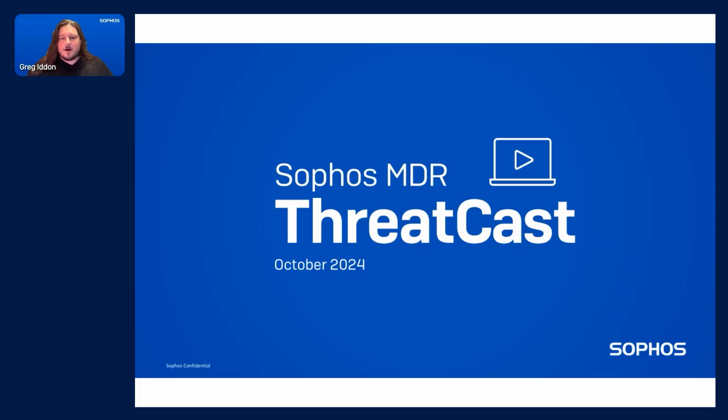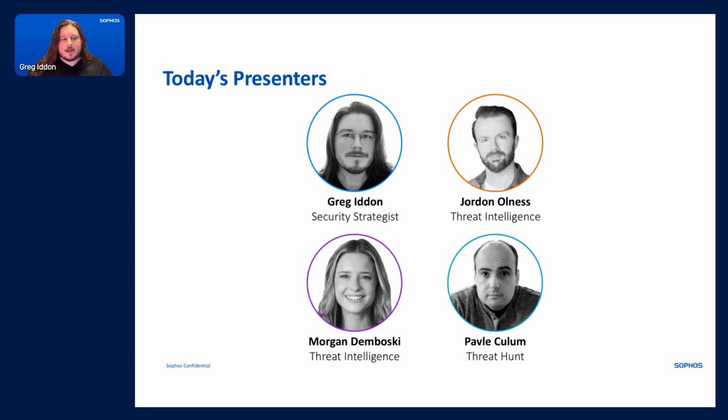My name is Greg, security strategist here at Sophos, and what I'll be doing is taking us through who's actually going to be talking today. Joining us this month, we have Jordan Honest, who'll be taking us through the general threat landscape and what we've been seeing out there. Morgan Dubusky will take us through the observed threat activity we've been seeing in the MDR service itself. And then Pavlo Kulim's going to take us through a couple of really interesting threat hunts that have been taking place.